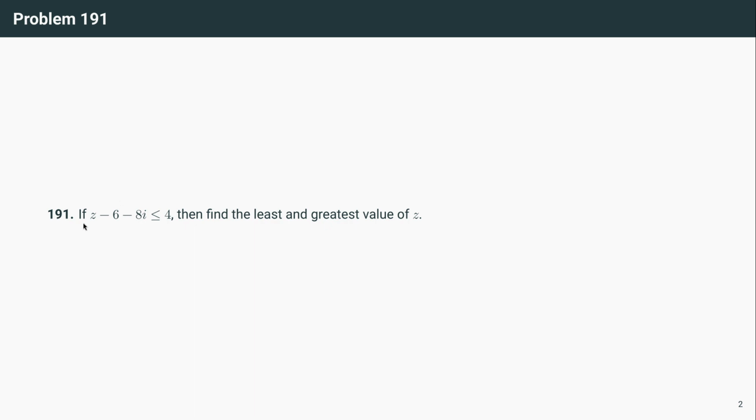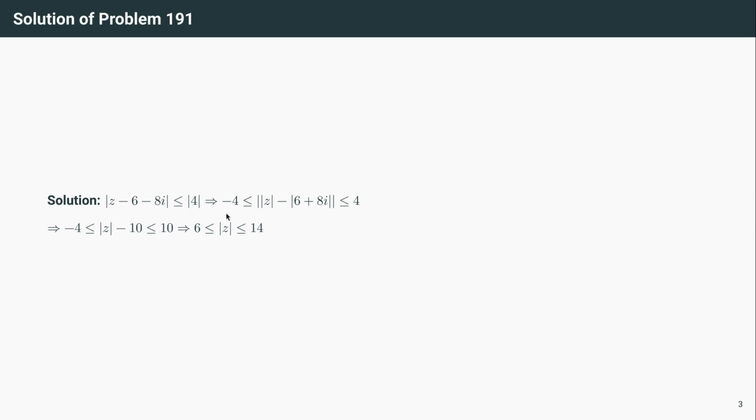Problem 191 says that if |z - 6 - 8i| is less than or equal to 4, then find the least and greatest value of |z|. So we have this inequality that mod of z minus 6 minus 8i is less than or equal to 4. That implies that minus 4 is less than or equal to mod z minus mod of 6 plus 8i. So we split the modulus of these two complex numbers, z and 6 plus 8i, and this will also be less than or equal to 4.